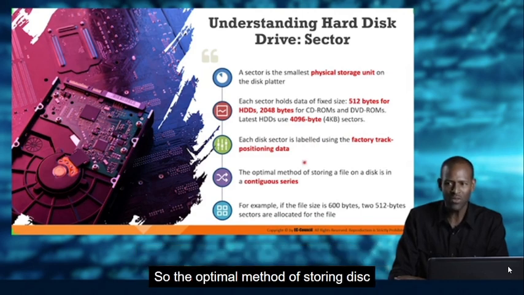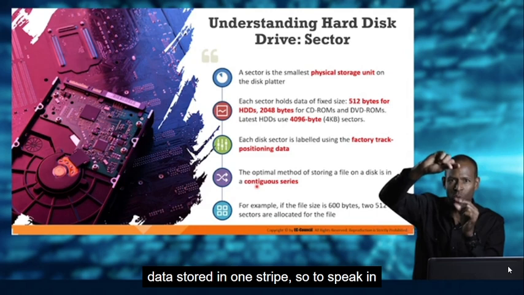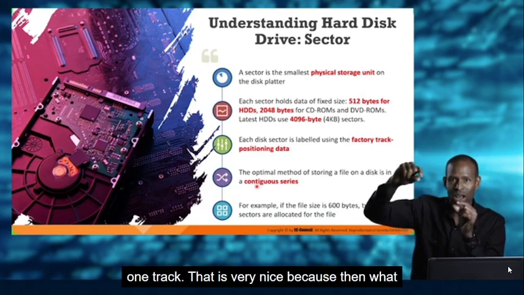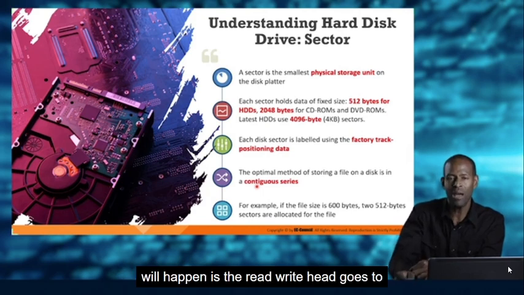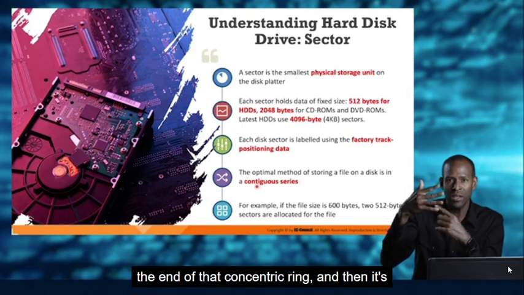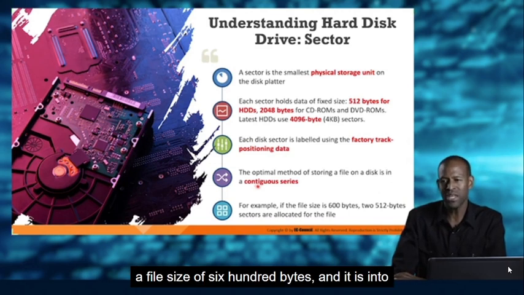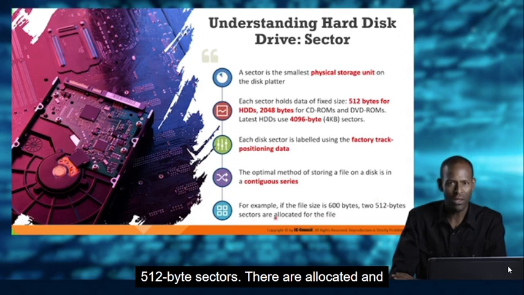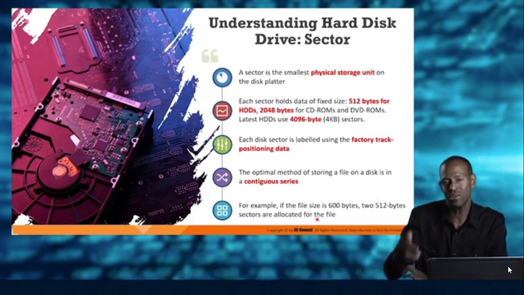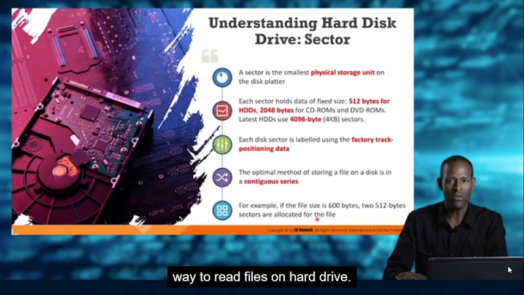So the optimal method of storing data on disks is contiguous. So we go around a track, and if we have all the data stored in one stripe, so to speak, in one track, that is very nice, because then what will happen is the read-write head goes to that beginning of that track and reads to the end of that concentric ring, and then it's done. So like you might have a file size of 600 bytes, and it is in two 512 byte sectors that are allocated, and they're contiguous, one right next to the other. And that's the best and most efficient way to read files on a hard drive.